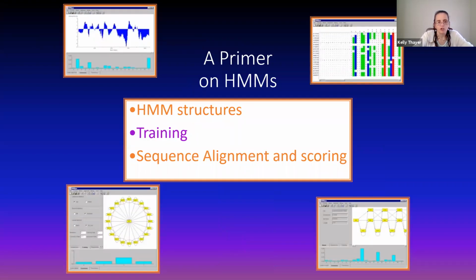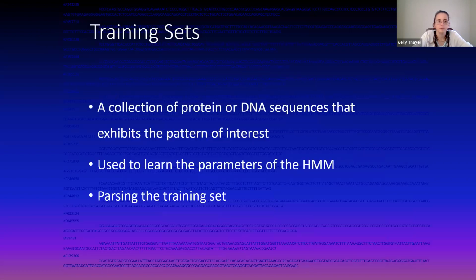So the next thing we need to talk about is how to train the model. That is, how do we get in those probabilities? So far, we've actually just put some probabilities up on the screen, but how would you in fact actually get the probabilities in, especially if we don't know what they are to begin with? So in order to do this, we're going to learn it from a training set, just like we do with many other machine learning activities. You need to have a collection of protein or DNA sequences that exhibits a pattern of interest.